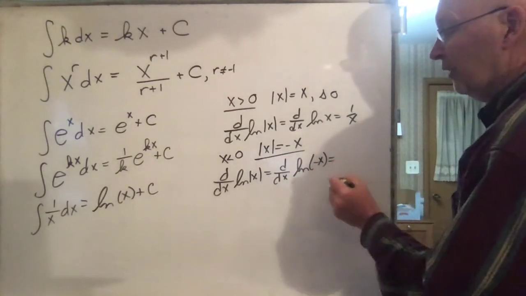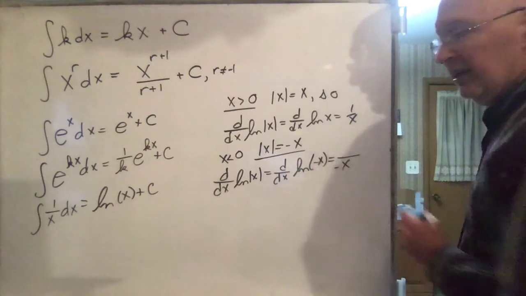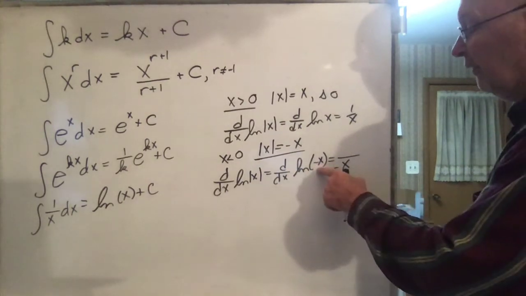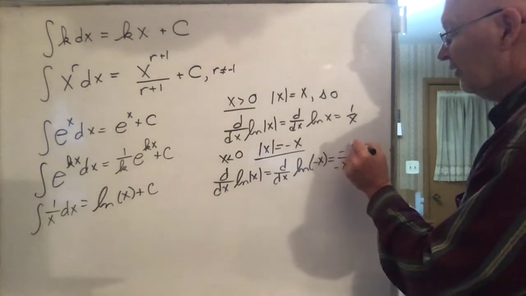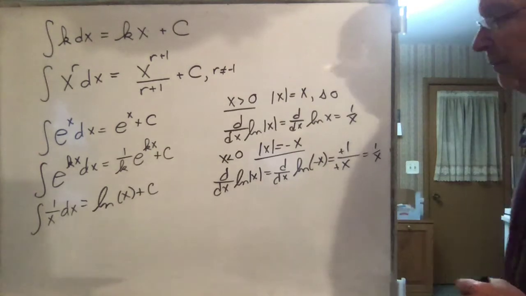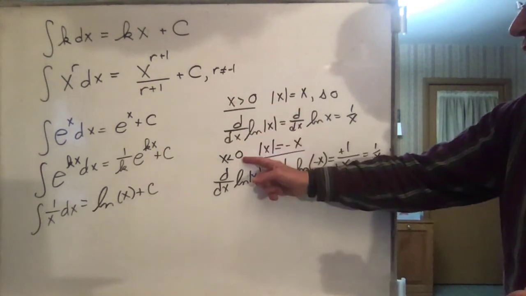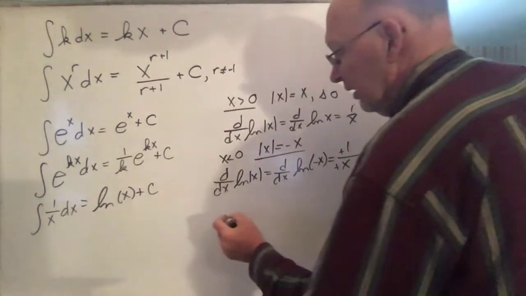And using the chain rule, what's this? The derivative of the ln of anything is 1 over that thing times the derivative of that thing, which in this case is negative 1, and those cancel, and we get 1 over x again. See that? So for either x positive or negative, we see that.